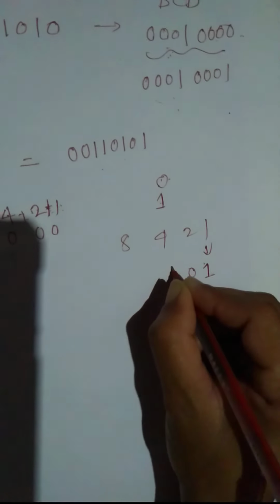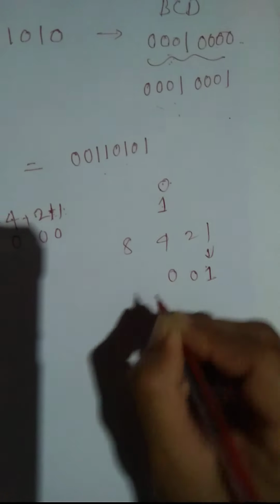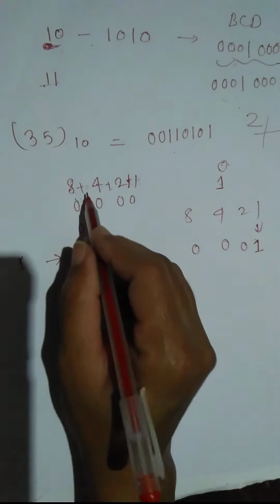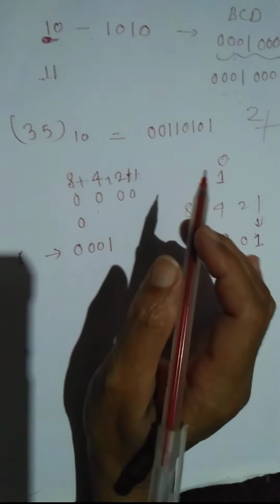2 is 0, 4 is 0, 8 is 0. So 1 is represented in the 8421 code as 0001. The numbers 0 to 15 we convert by this method. But if a problem asks to convert decimal to binary, we apply divide by 2. For remembering the numbers 0 to 15, the 8421 method is applied.